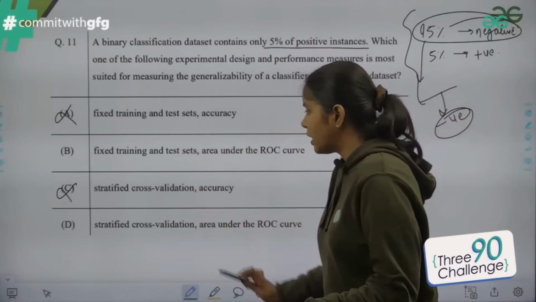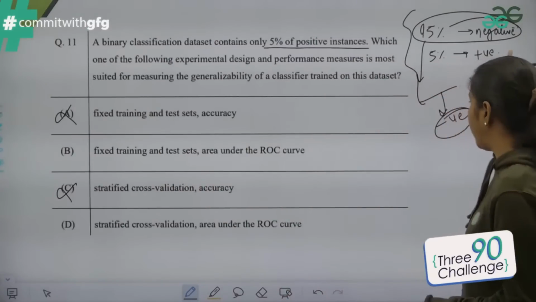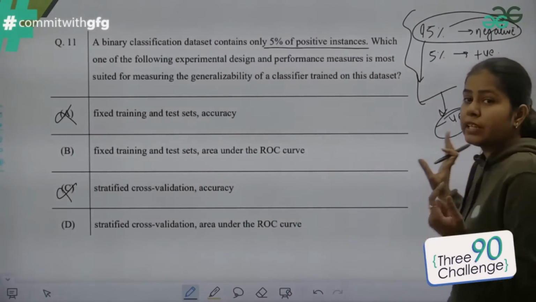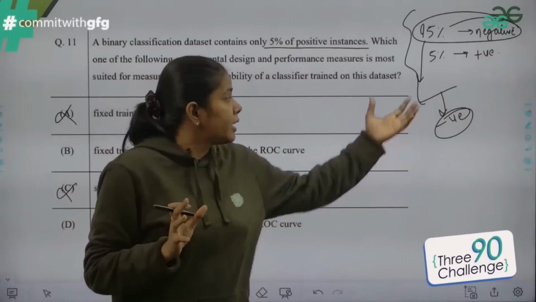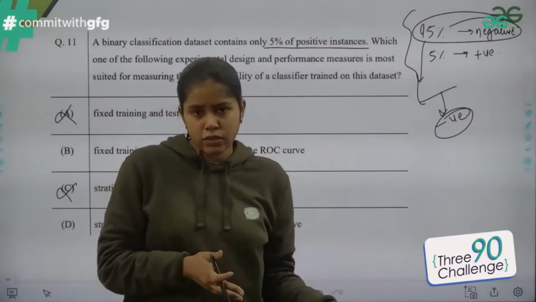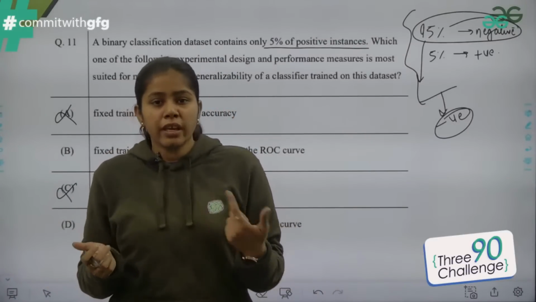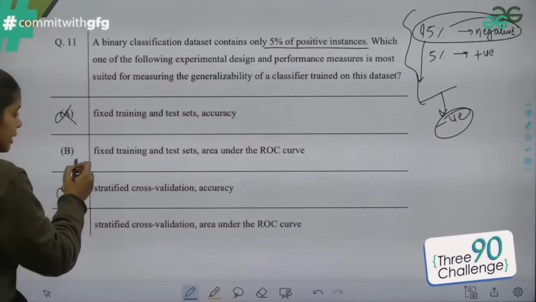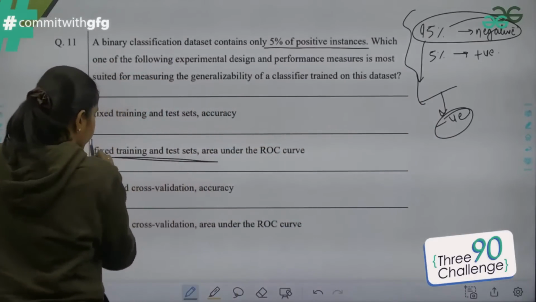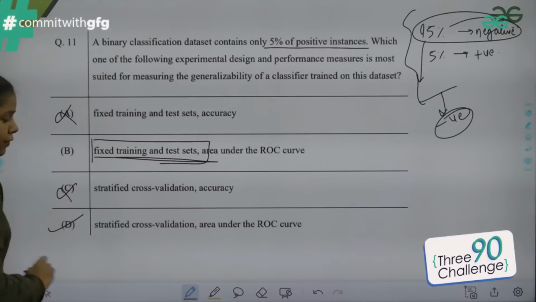What is fixed training set and stratified cross validation test? I told you about training set and test set. If I take a fixed training and test set, there might be a possibility that all the negatives or all the positives get into the test set. So there would be imbalanced data, right? This is imbalanced data. So in case of imbalanced data, fixed training sets and test sets do not work. We have to use stratified cross validation.